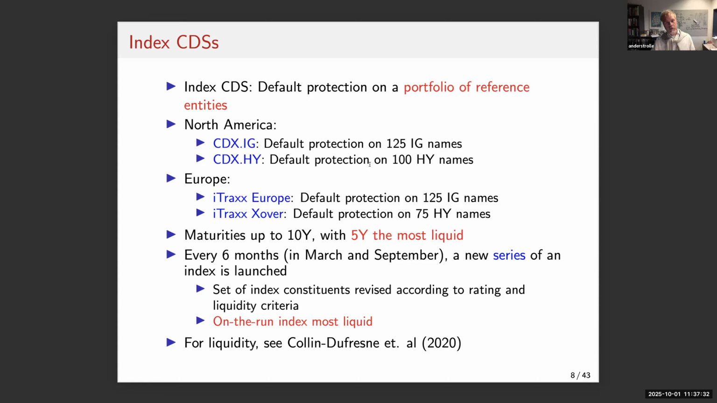These index CDSs trade with maturities up to 10 years, with the 5-year point being by far the most liquid. Every 6 months, a new series of an index is launched, and when a new series is introduced, the set of index constituents is updated according to rating and liquidity criteria. It's always the most recently issued series which is the most liquid. Actually, Pierre and I have another paper where we look at the liquidity of these indices and show that they're really super liquid.